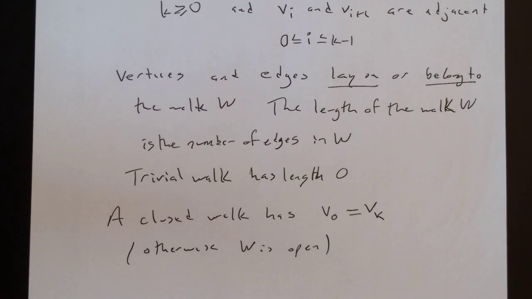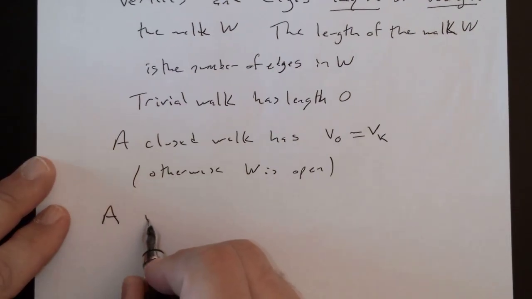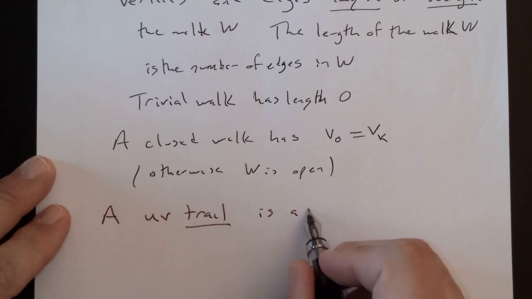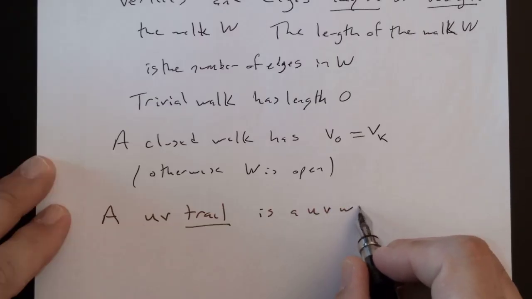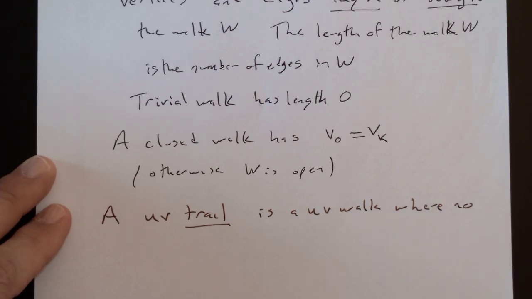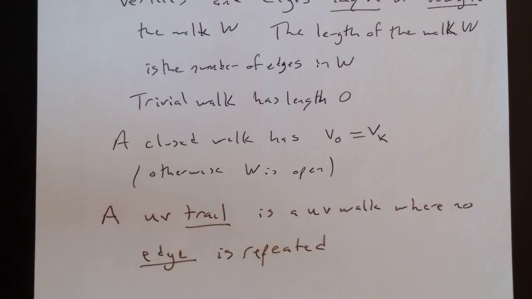If I want to limit repetition, I need to think about the way in which I will limit repetition. A trail is a walk that doesn't repeat an edge.